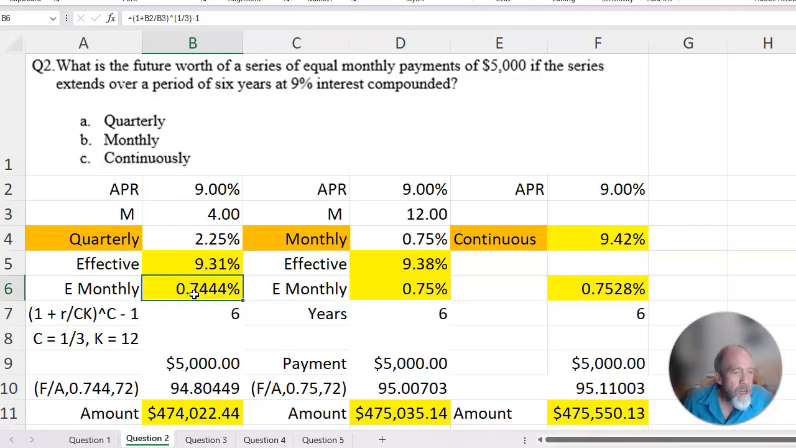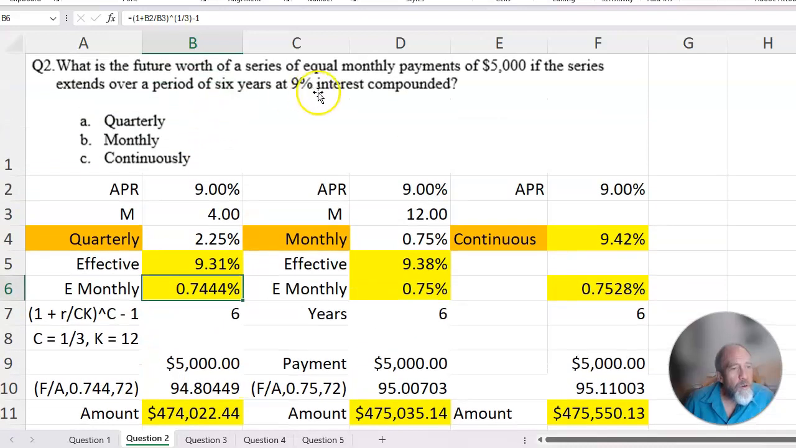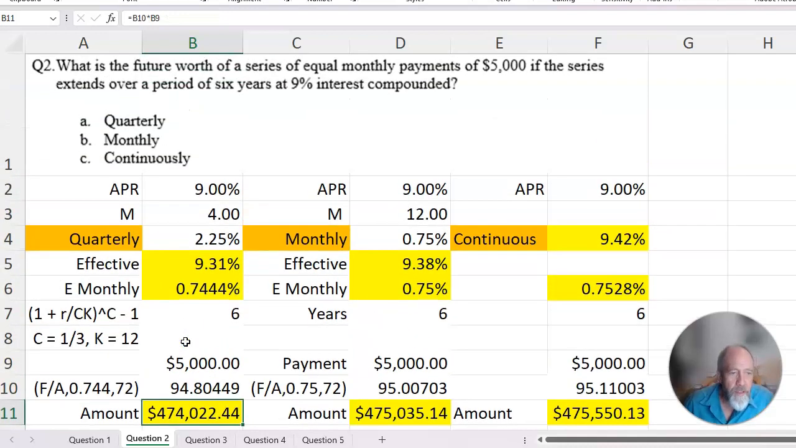So the number of payment periods per compounding period, that's the up to the C, which in this case is a third. Now, if you want to work out what this is going to be over the course of 6 years, that's 72 payment periods at an effective rate of this number here. You can calculate the F over A, which gives you this amount, because that's just multiplying it by the payment. Huh, that's pretty challenging.